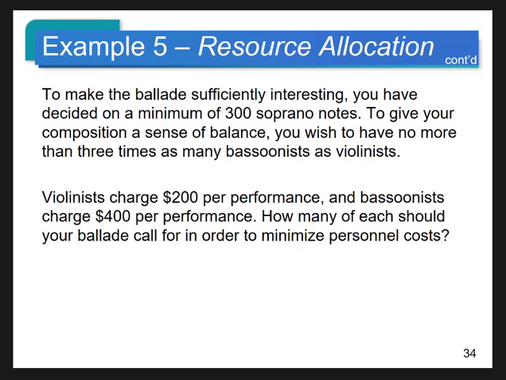To make the ballad sufficiently interesting, you have decided on a minimum of 300 soprano notes. So that's the singing that each musician is going to put in, a minimum of 300. To give your composition a sense of balance, you wish to have no more than 3 times as many bassoonists as violinists. Violinists charge $200 per performance and bassoonists $400 per performance. How many of each should your ballad call for in order to minimize the personnel costs?